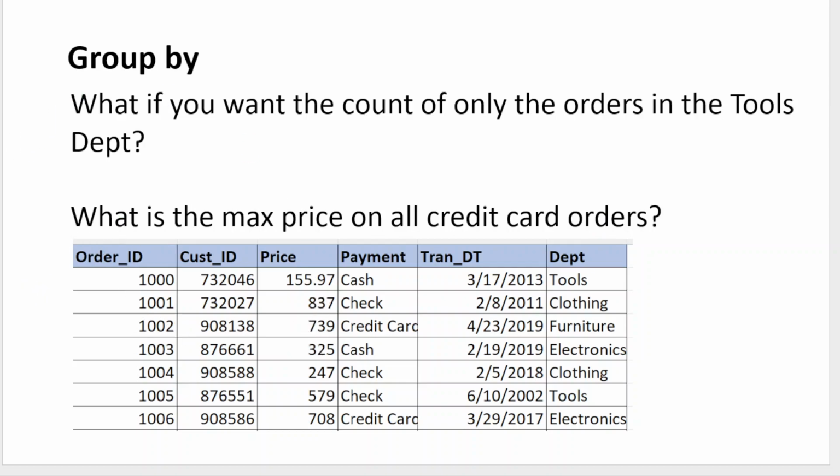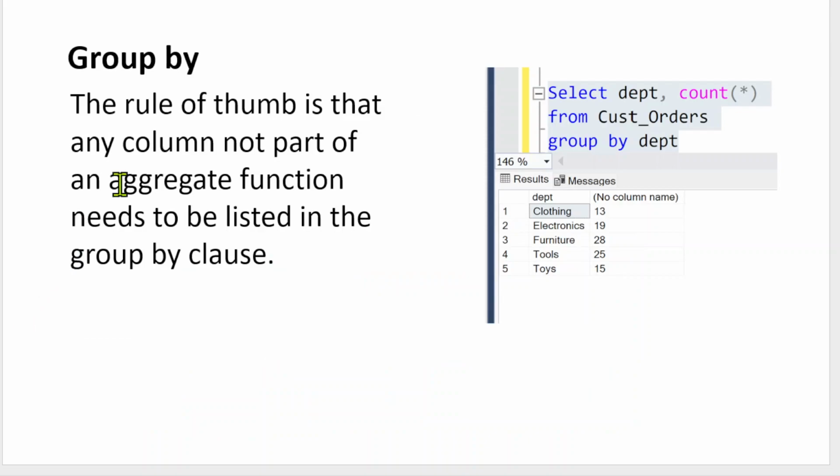add another column to our search and use what's called a group by. In a group by, the rule of thumb is that any column not part of an aggregate function needs to be listed in the group by clause. So let's go ahead and do a couple examples to make this easy. We've got select department, count from customer orders group by department.